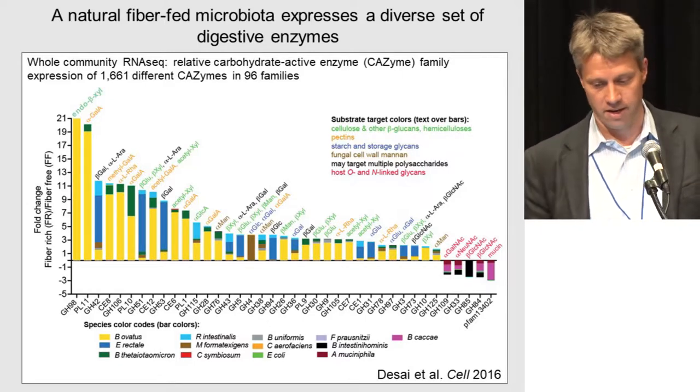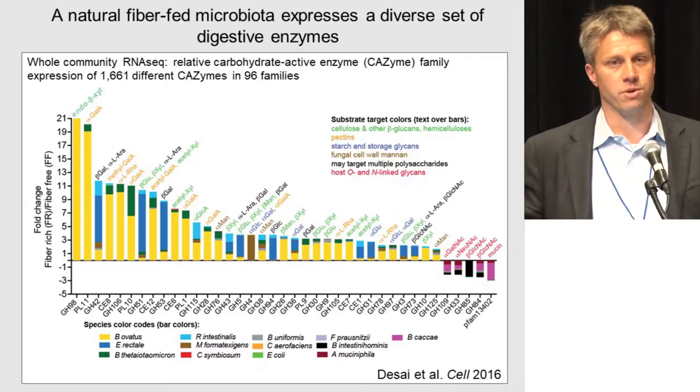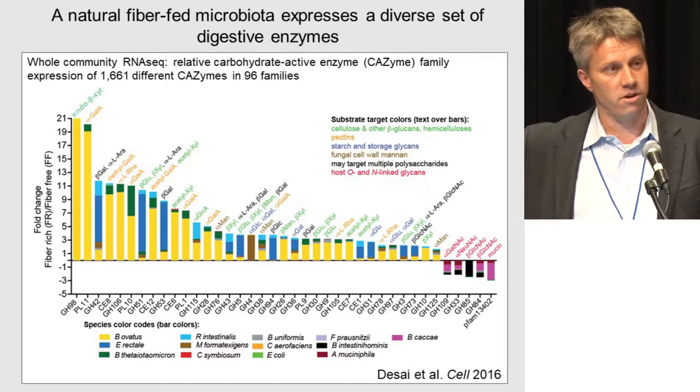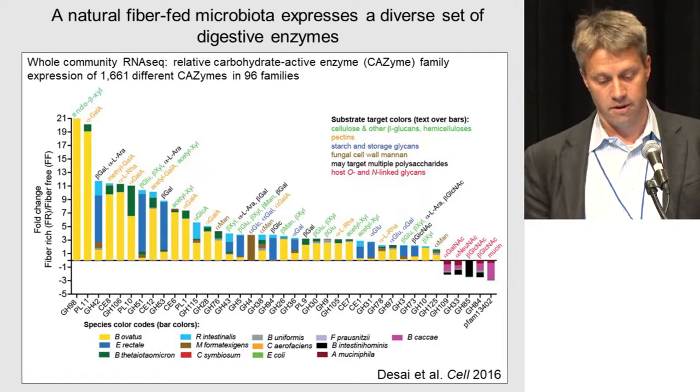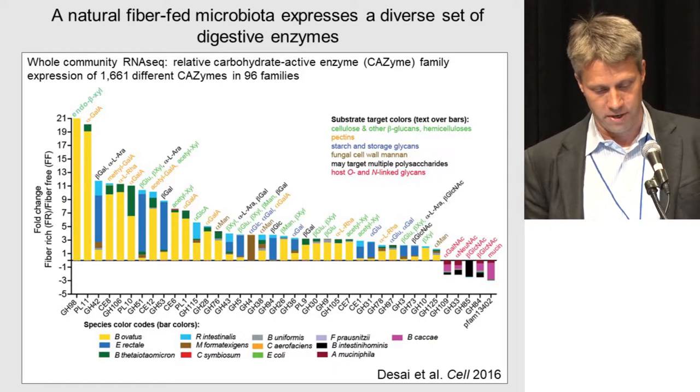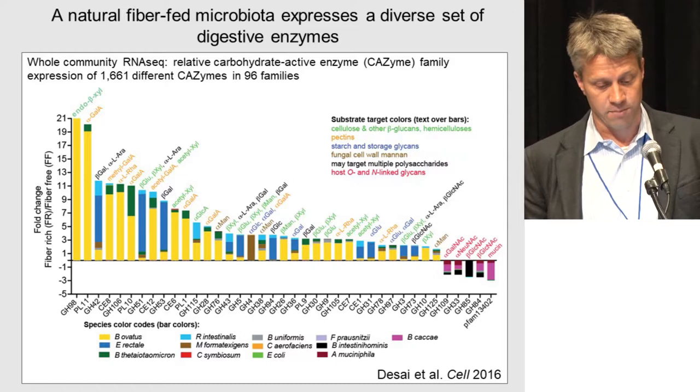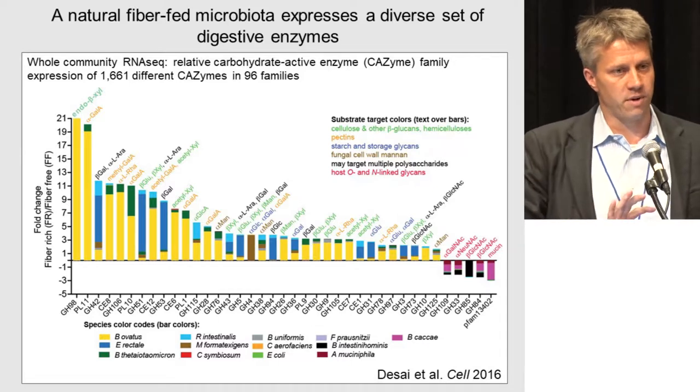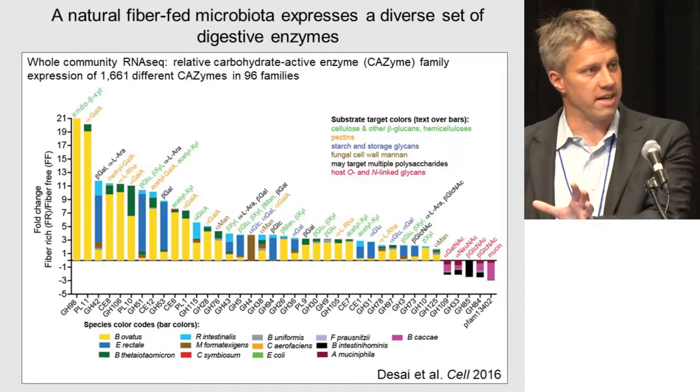So in other words, of the 1,661 different carbohydrate-active enzymes that were encoded just in these 14 species alone, almost 50% of those showed activity in this diet treatment, all these ones that are going up here, expressed by organisms like Bacteroides ovatus in yellow and Eubacterium rectale in blue, to degrade that dietary fiber.